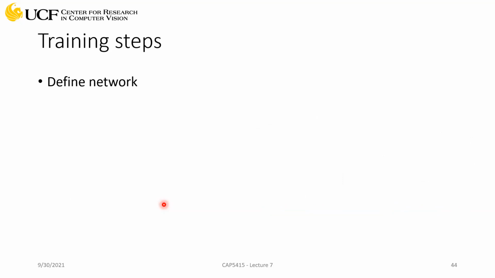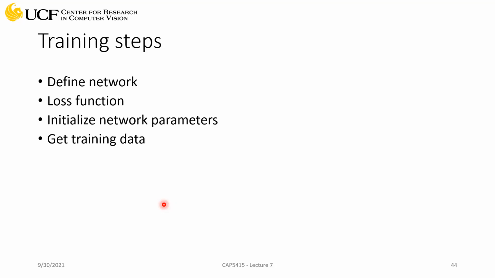Okay, so that's basically all the concepts we need to train your network. Let's briefly go over what we need to be able to train a neural network. First of all, we have to define a network. Once we have the network, we have to define a loss function. Then we randomly initialize the network parameters. Then we need some training data. And we have to prepare batches which we will feed into the network.